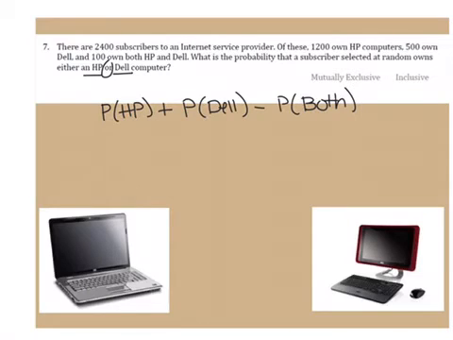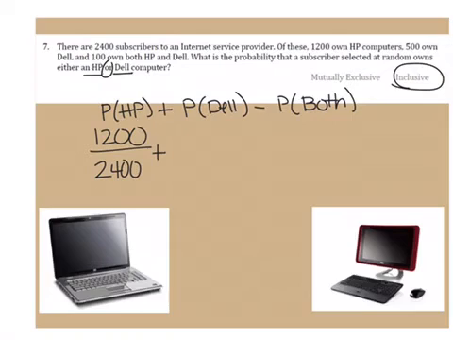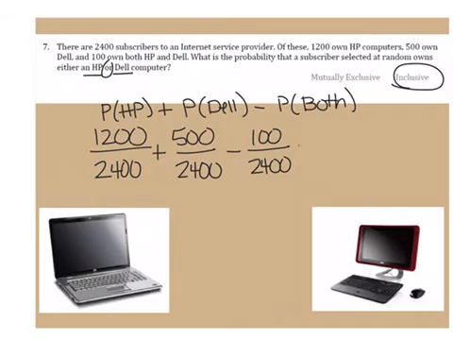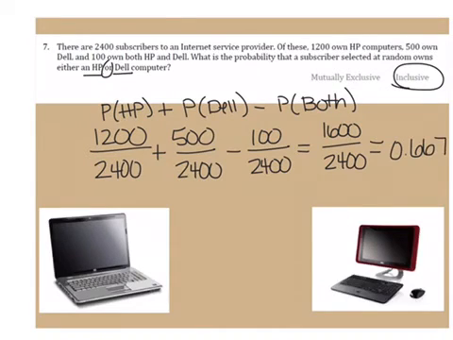I have 100 people that have HP and Dell, so I do have a both in this situation, which means it's inclusive. So probability of HP, I have 1,200 people that have HP out of 2,400 total. My Dell, I have 500 that are Dell out of 2,400 total. And I'm going to subtract the both. I have 100 out of 2,400 that have both of them. So 1,200 plus 500 minus 100 gives me 1,600 divided by 2,400. Divide that in your calculator, you should get 0.667.